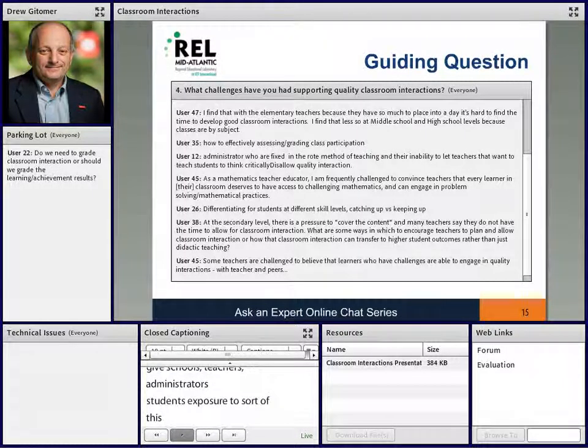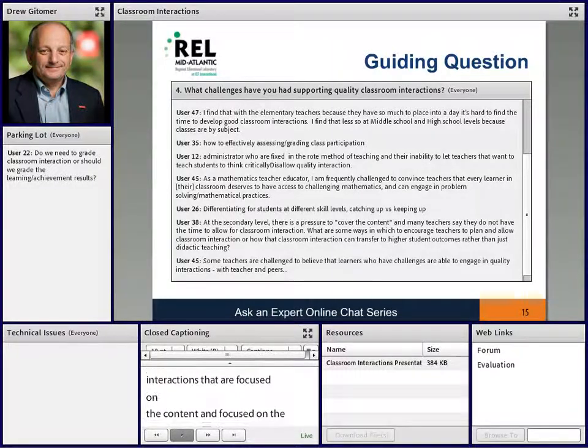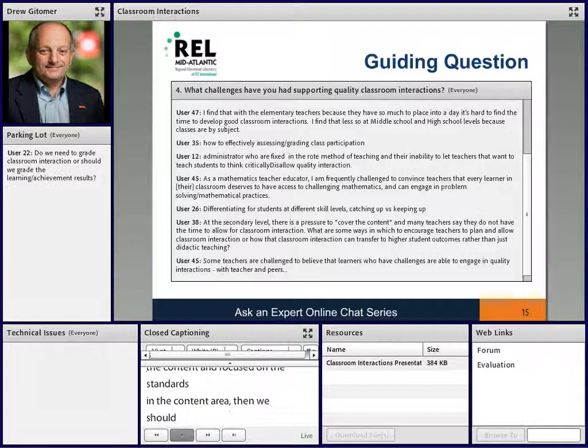It sounds like you responded, maybe inadvertently, to Will's question in the parking lot. I'm not sure if you had a chance to see that, but he's asking if we need to grade classroom interactions or should we grade the learning and achievement results. To paraphrase what you just discussed, really the classroom interaction is a means to the end. So if we're having quality classroom interactions that are focused on the content and the standards in the content area, then we should be aiming towards those learning results, the student outcomes that we expect.